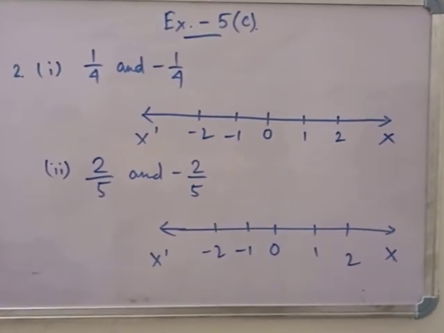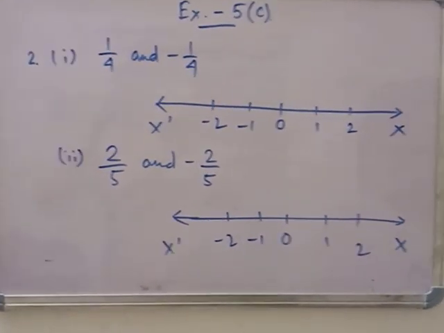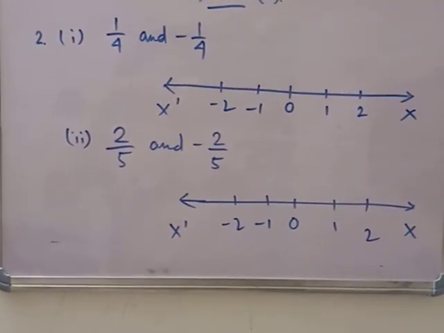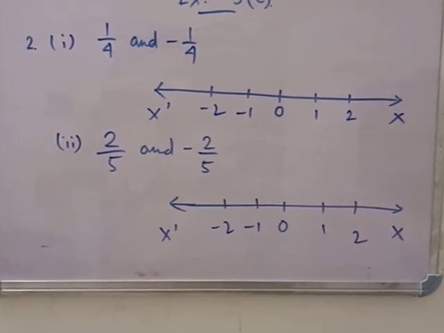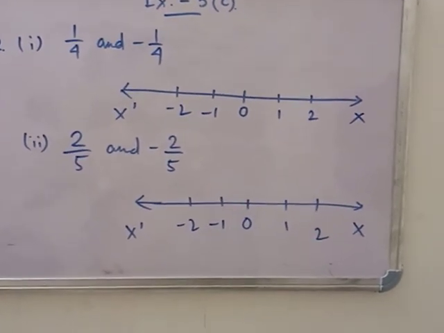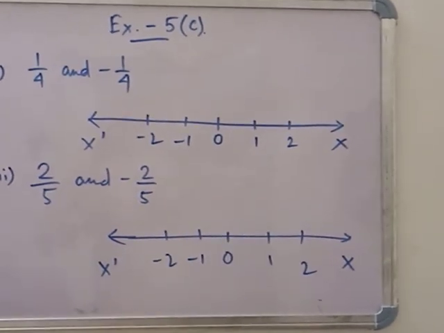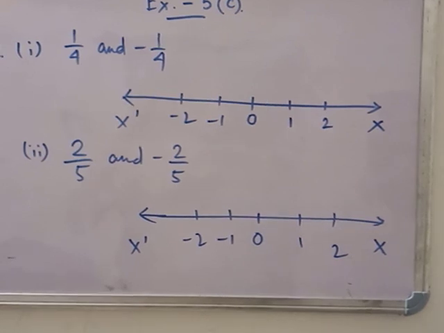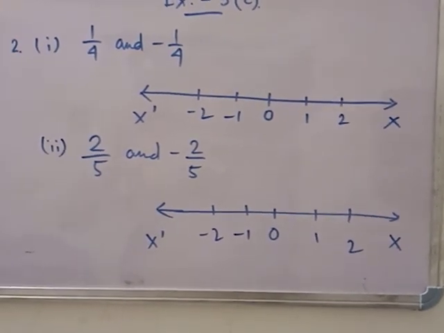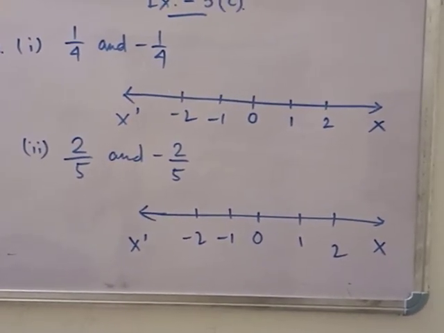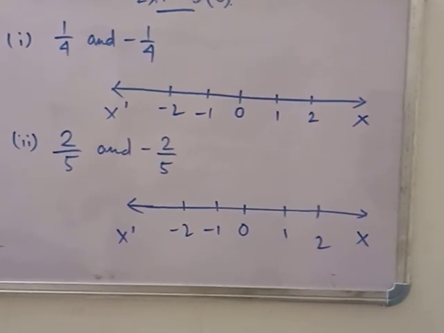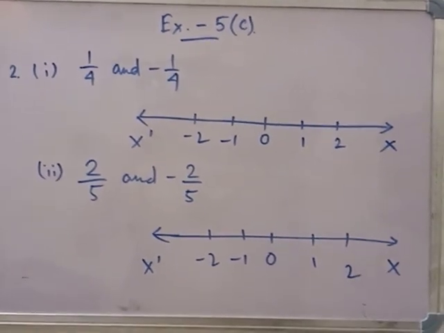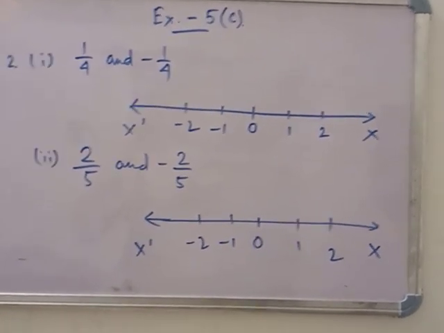Now we will discuss exercise 5C number 2, 1 and 2. So 1 by 4 and minus 1 by 4 and 2 by 5 and minus 2 by 5. We already drew the number line x dashed o x and identify the points. The right hand side points are plus 1, 2 and the left hand side points are minus 1, minus 2. Similarly for the next figure also.